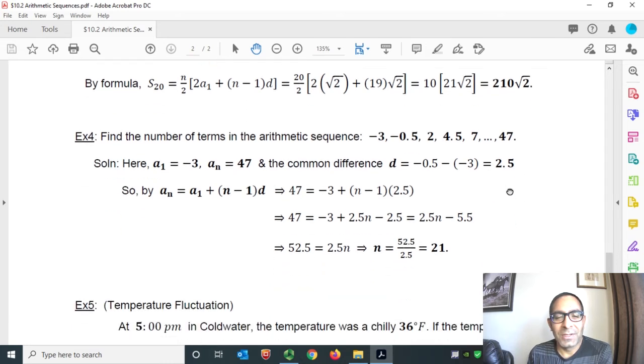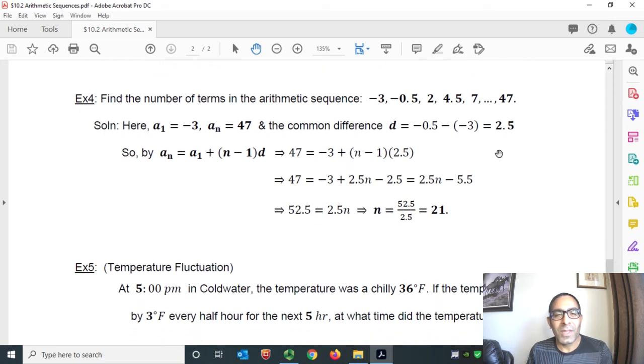Now, let's move on. Let's do example 4. Find the number of terms in the arithmetic sequence. The given sequence is negative 3, negative 0.5, 2, 4.5, 7, and so on, up to 47. We need to find the number of terms in this arithmetic sequence. So begin the solution. Here, the first term is negative 3, and the nth term, the last term, is 47.